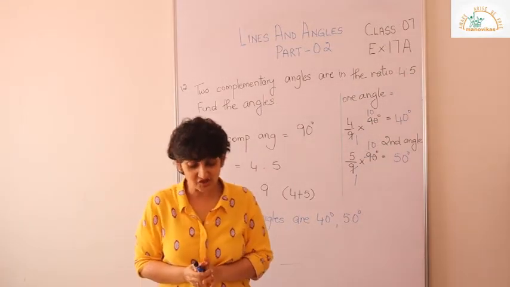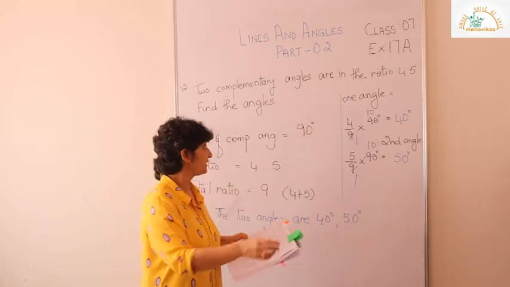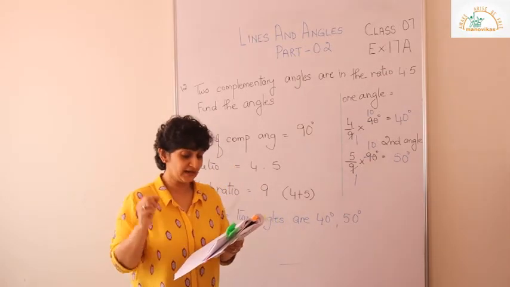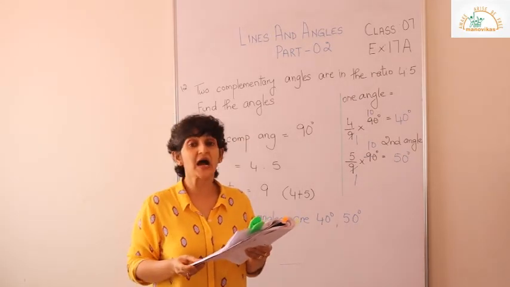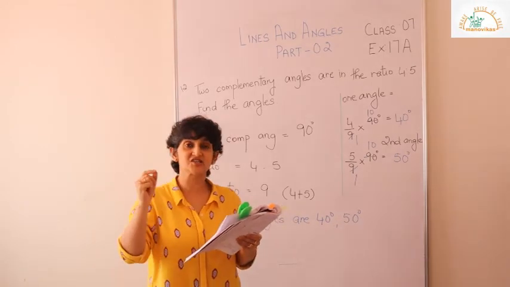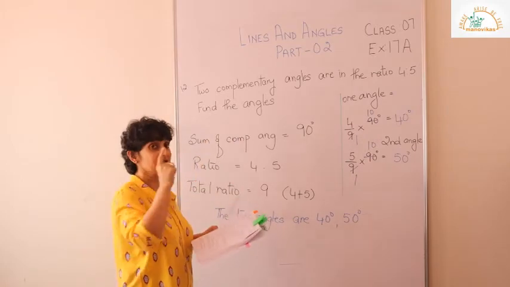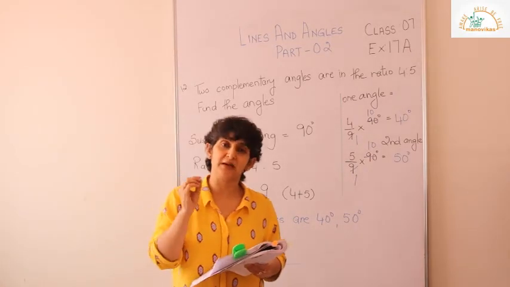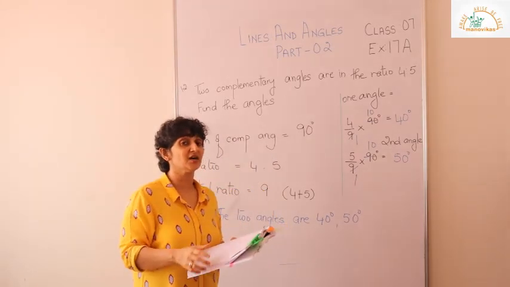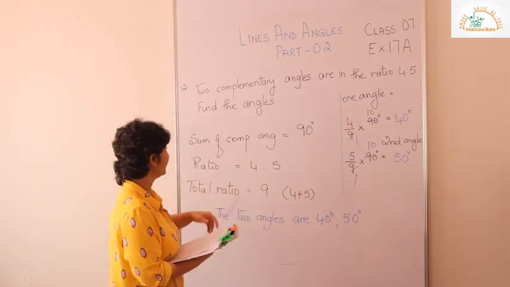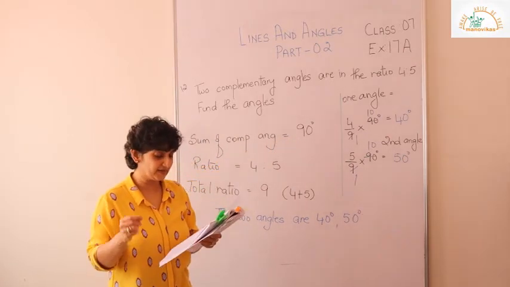Now children, question 13. I will not do it for you. Let's read the question together. It is similar to what we have done. So question 13 says, two supplementary angles are in the ratio 7:8. Find the angles. It is similar to this, but instead of complementary, you have supplementary angles. What do you mean by supplementary? Sum of the measures will be equal to 180 degrees. So sum of the supplementary angles is 180 degrees, correct?